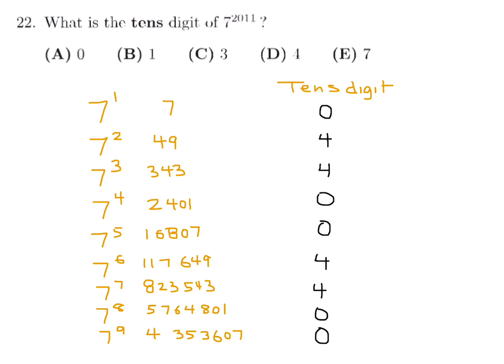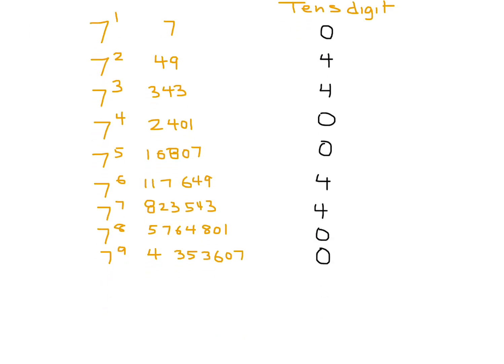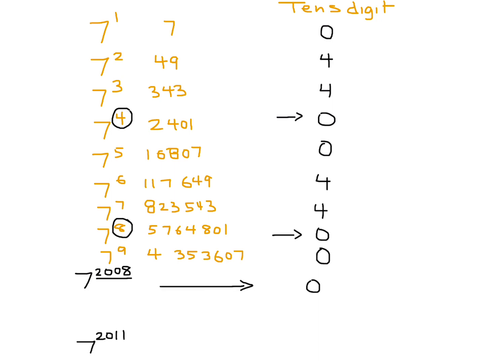So our task is to figure out the tens digit of 7 to the power of 2011. So we can just use that pattern in any way you'd like. What I will do is just look at 7 to the power of 4, 7 to the power of 8, all the powers that are multiples of 4. They all have a tens digit of 0. So the first thing is, is 2011 a multiple of 4? And the answer is no, it's not. But 7 to the power of 2008 is a multiple of 4. So that will have a tens digit of 0.